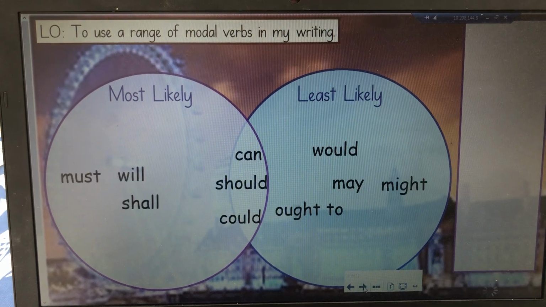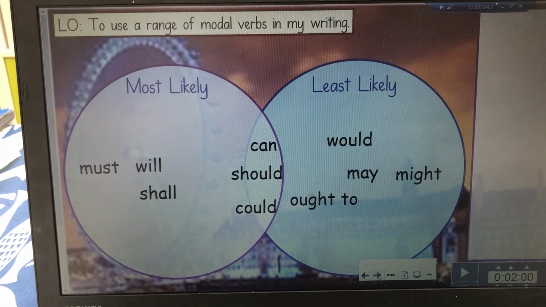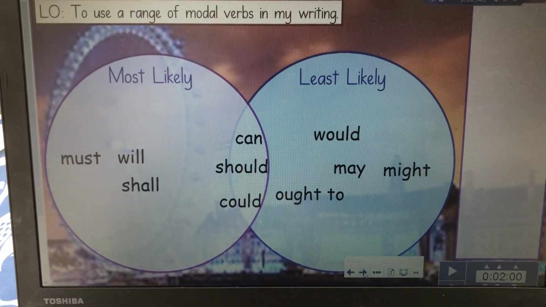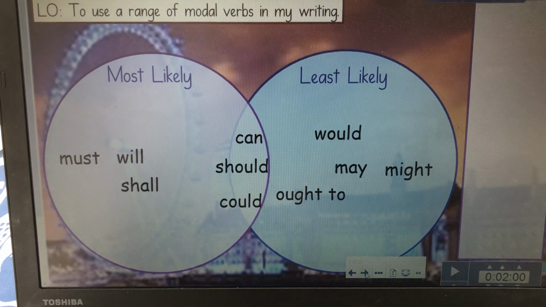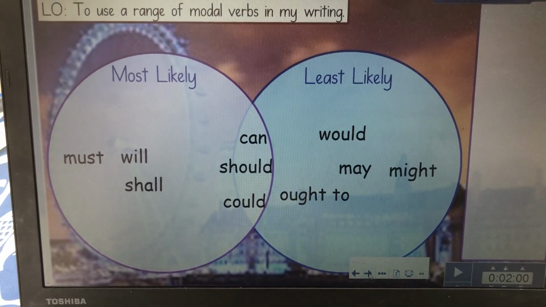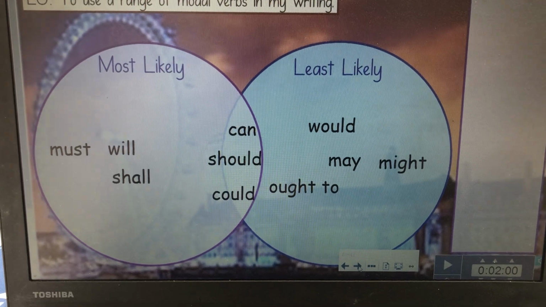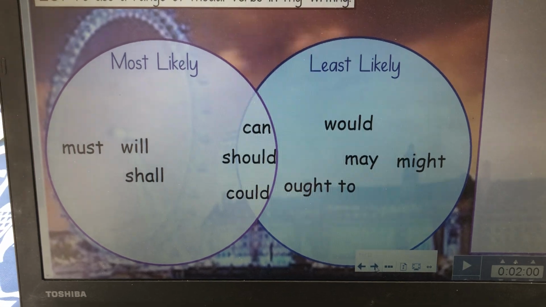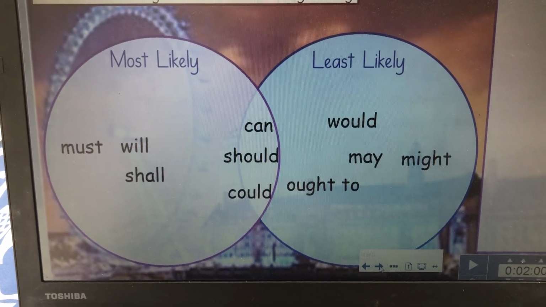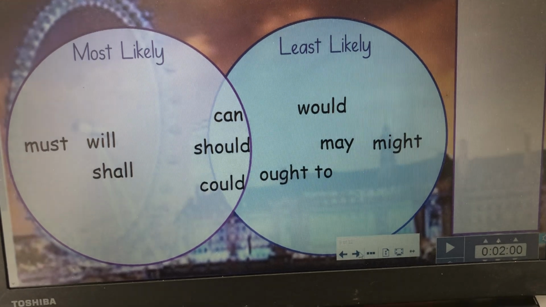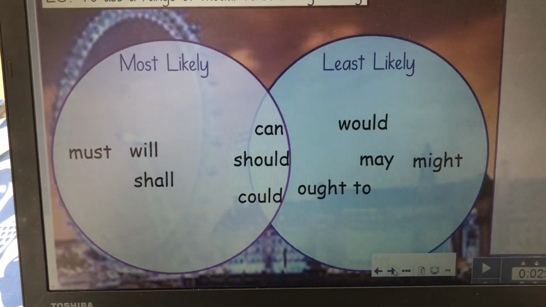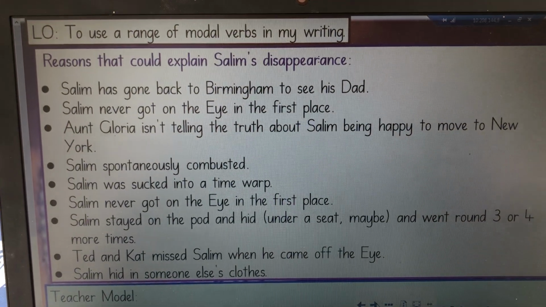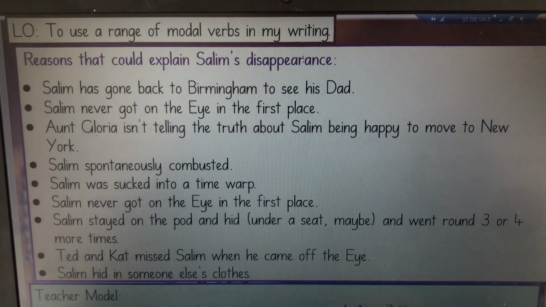Well done. So you might have arranged them in a similar way to this. Of course, it could be that you've got different decisions, but hopefully that activity will show you that words like must and will and shall indicate more possibility than might or may or would. And putting them into a sentence helps us to decide the degree of certainty over something happening with a modal verb. Okay, now I said we're thinking about the London Eye mystery today.